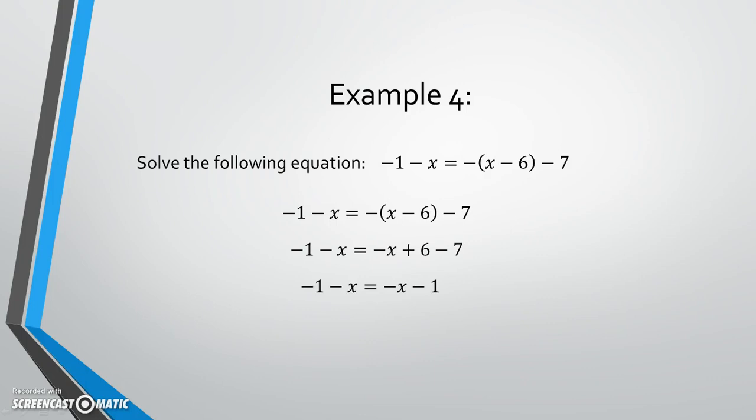Now we're going to use inverse operations to isolate the variable. First thing we have to do is get the variable on one side of the equation. So we're going to add x to both sides and we get -1 equals -1. Since there are no variables left, we ask ourselves, is this a true statement? Since it is a true statement, we put infinitely many solutions. If it had not been true, we put no solution.